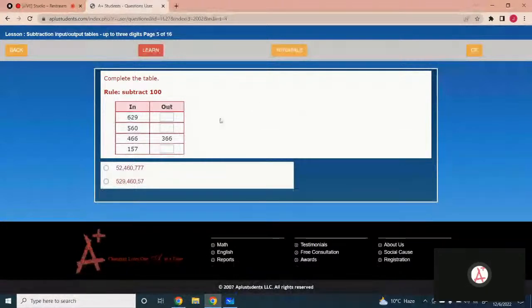Okay, which option is the correct one? You have to subtract 100 again from each input value to get the output value. So which option is the correct one? Option 1 or option 2? It would be 529, 460, and 57. So which option is the correct one? Option number 2. Got it?